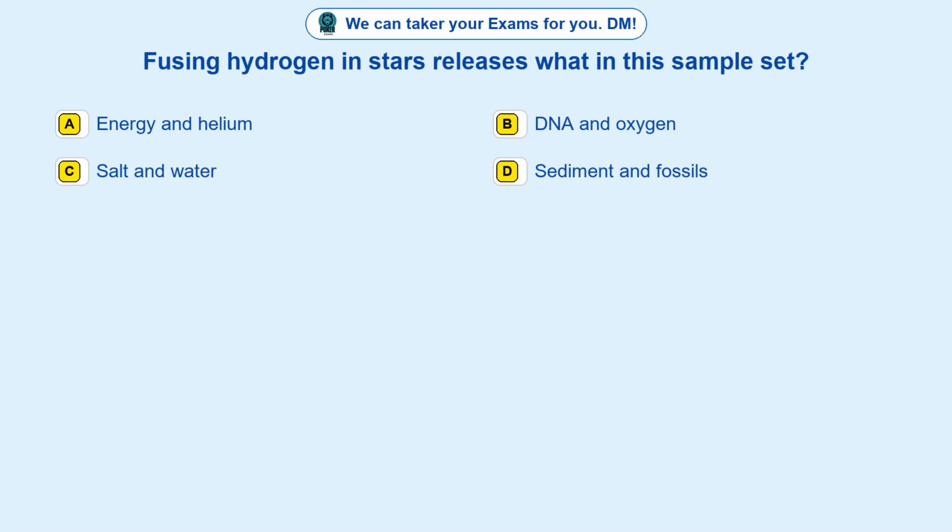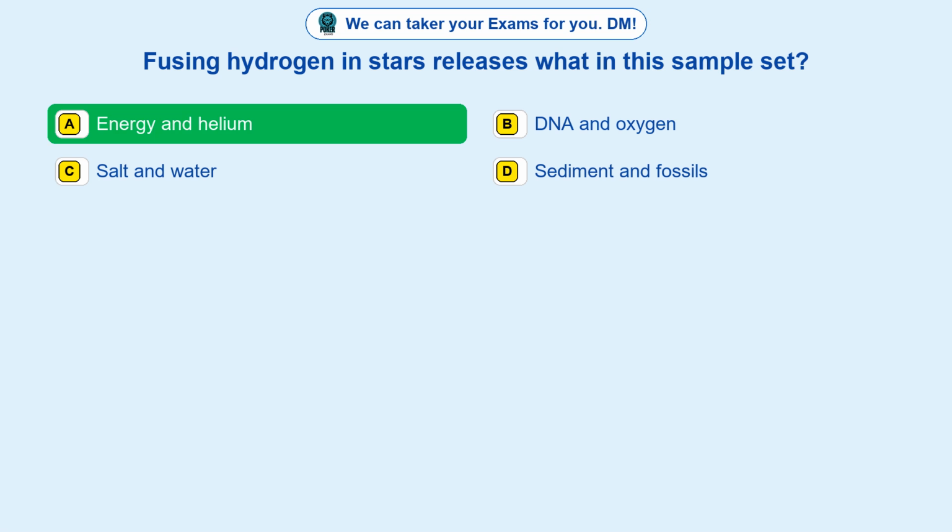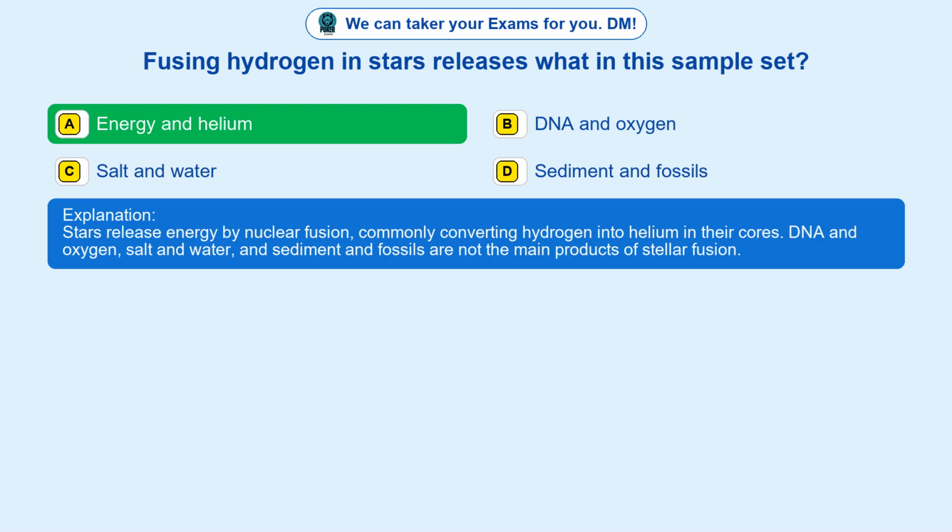Question 93. Fusing hydrogen in stars releases what in the sample set? Option A, energy and helium. Option B, DNA and oxygen. Option C, salt and water. Option D, sediment and fossils. The correct answer is option A. Energy and helium. Stars release energy by nuclear fusion, commonly converting hydrogen into helium in their cores. DNA and oxygen, salt and water, and sediment and fossils are not the main products of stellar fusion.